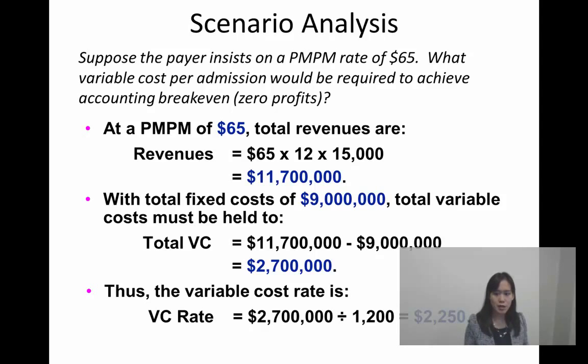Well, how many visits do we have? Well, we have 1,200 visits. That was calculated from the previous slide, which means that each visit can cost only $2,250. And so what this analysis is telling us is that if payers want to pay a rate of $65, the Montana Medical Center is going to have to find a way to reduce their variable cost from $3,000 to $2,250 in order to break even.